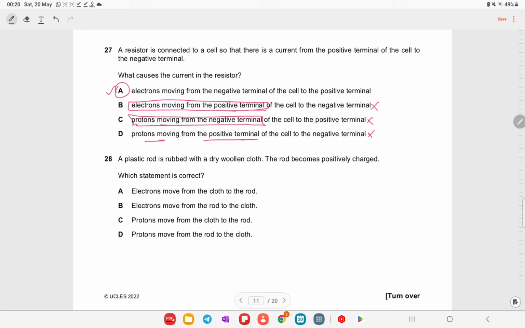A plastic rod is rubbed with a dry woolen cloth. The rod becomes positively charged. Which statement is correct? Electrons move from cloth to rod. No. Electrons move from the rod to the cloth. Yes. Protons move, no. Protons move, no. This is not the case. So option B is the right answer.